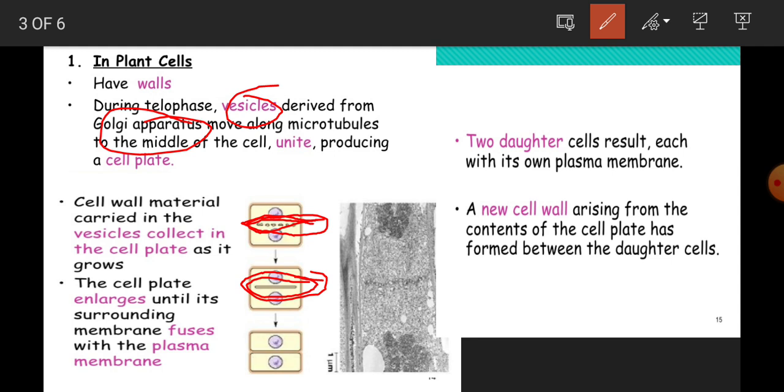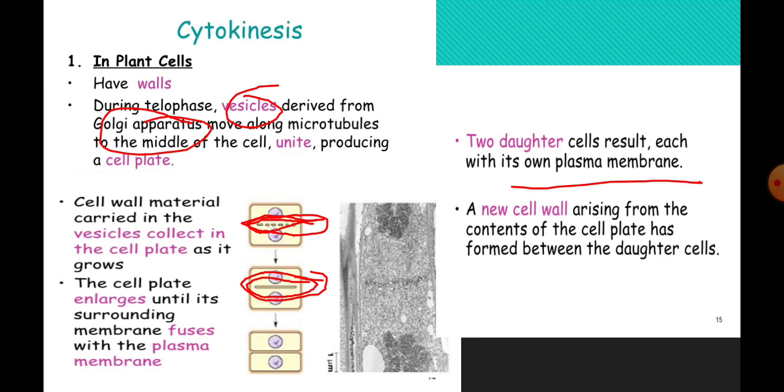And finally, the plasma membrane fuses together, and two daughter cells result, each with its own plasma membrane, and a new cell wall arising from the contents of the cell plate has formed between the daughter cells. Okay. So this is how cytokinesis occurs in the plant cell.